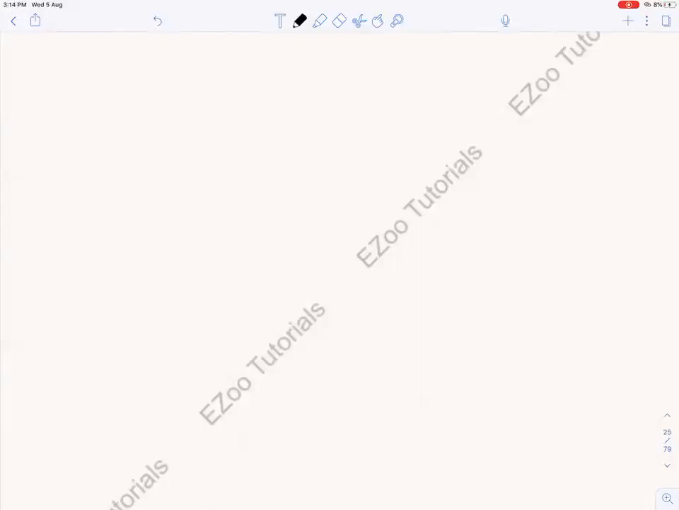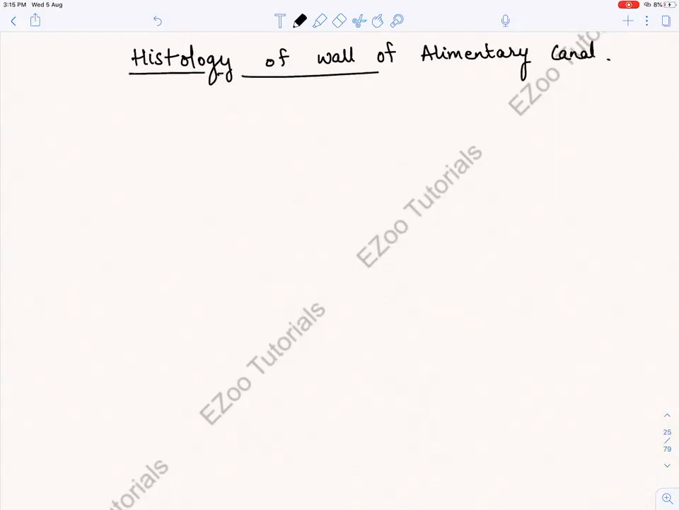Hello students. So we are continuing with our chapter of digestion and absorption, and the topic which we are going to do today is histology of wall of alimentary canal. I hope you all are having a nice day and you're staying at home, staying safe and studying, following my videos. So let us start the histology of wall of alimentary canal.